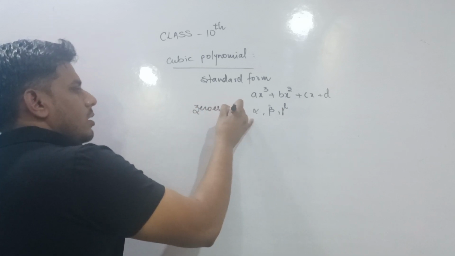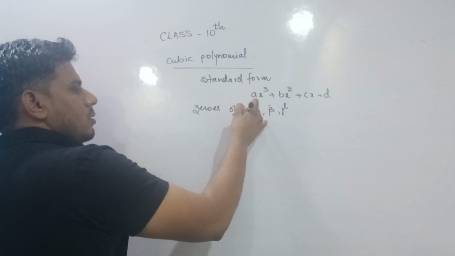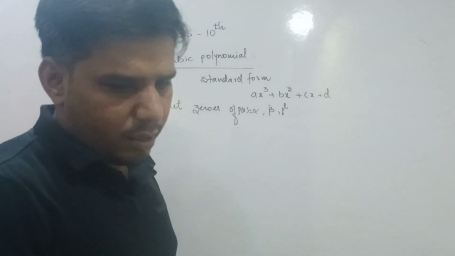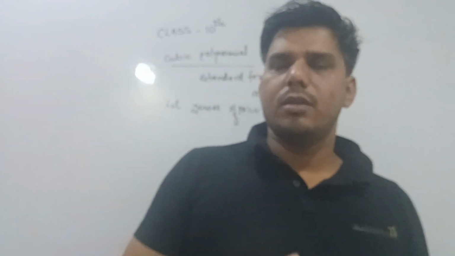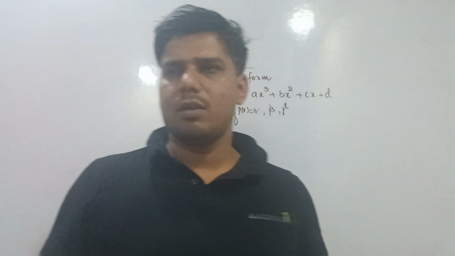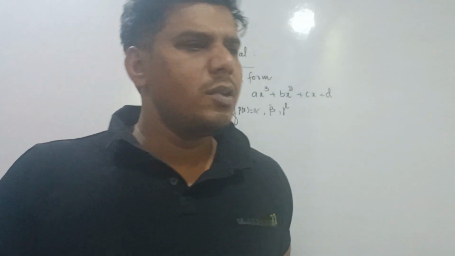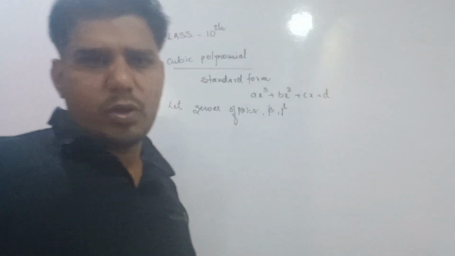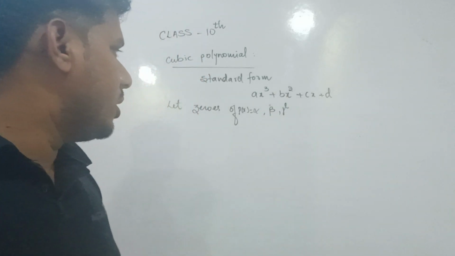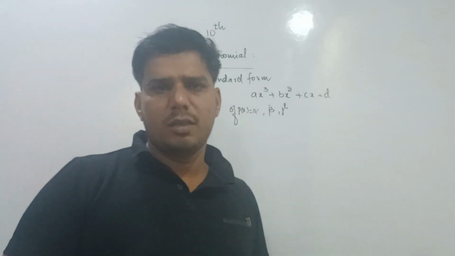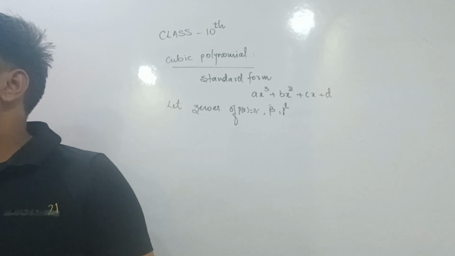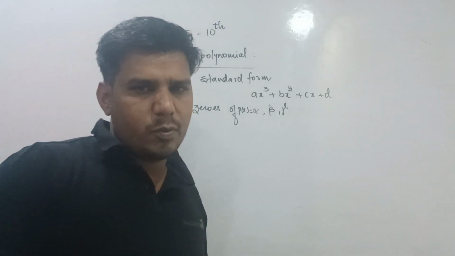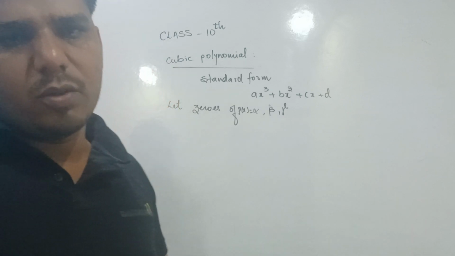Zeros of the polynomial are alpha, beta and gamma. Now we are going to learn the relationship between zeros and coefficients. Generally the question is not asked to find the zeros of a cubic polynomial. If we want to find them, we can, but from the examination point of view, the question is not to find the zeros of a cubic polynomial. It comes from the quadratic polynomial only.